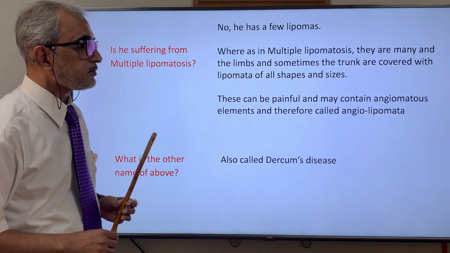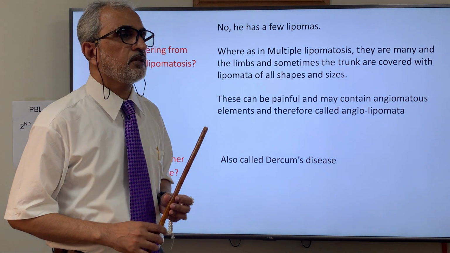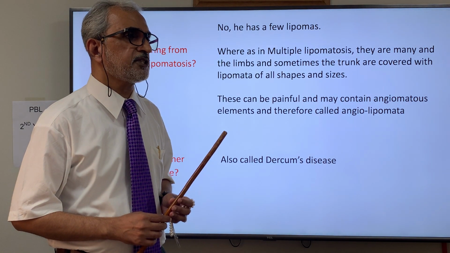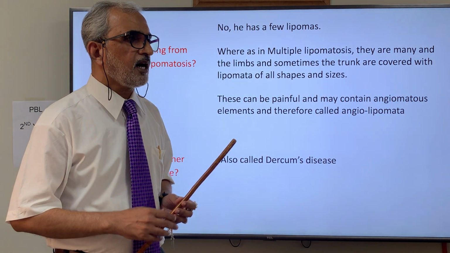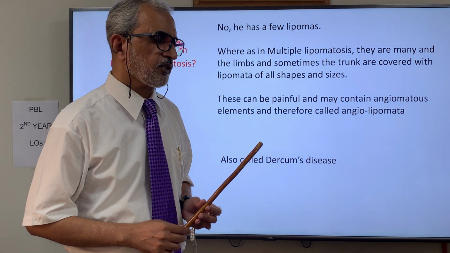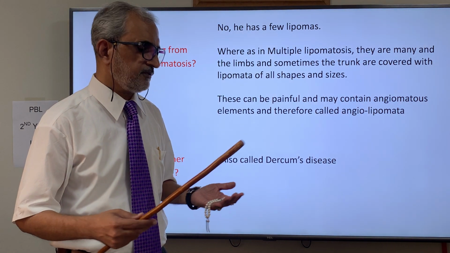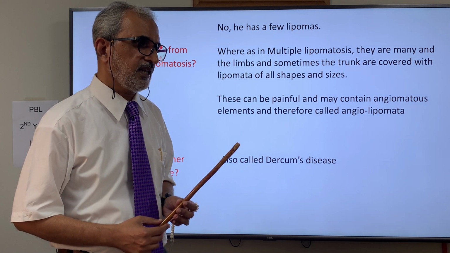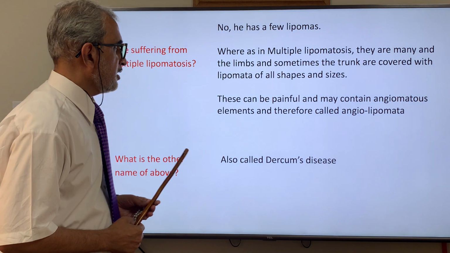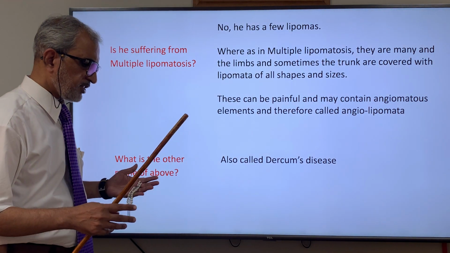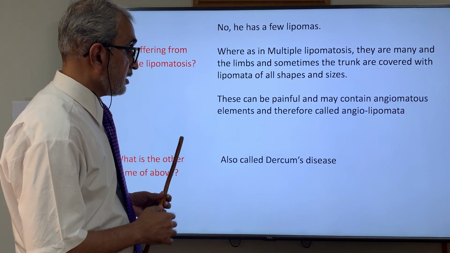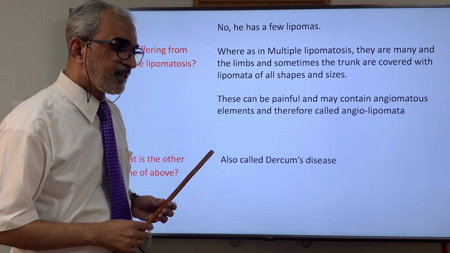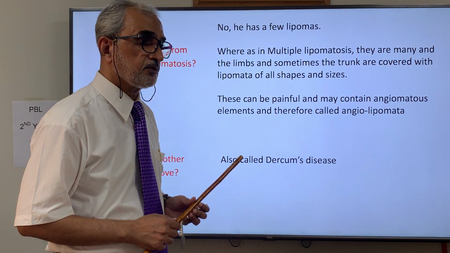Is he suffering from multiple lipomatosis? No, ma'am, because he has few lipomas. In multiple lipomatosis, the lipomas are many, and in such cases it looks as if the limbs are studded with lipomas, and in such patients they are of all shapes and all sizes. And in multiple lipomatosis, many times these lipomas could be painful also.